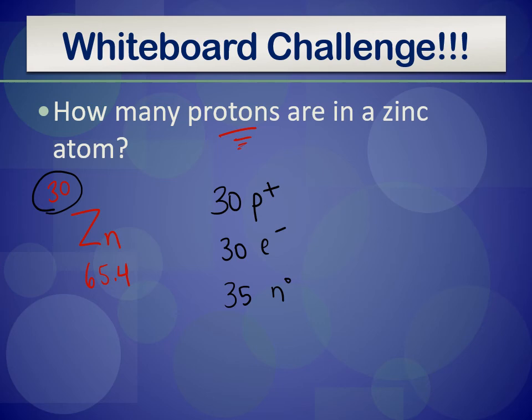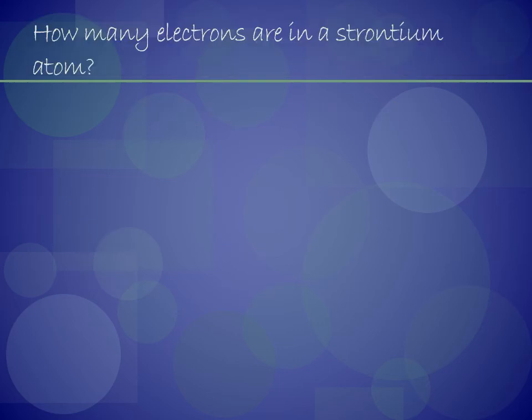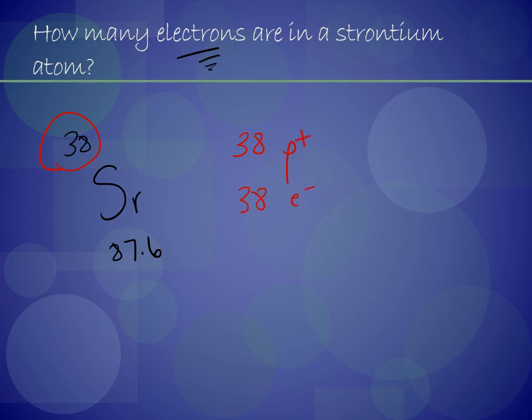Okay, let's try another example. How many electrons are in a strontium atom? So let's find strontium on the periodic table. It is atomic number 38. So strontium, that's its symbol. It has an atomic number of 38 and an atomic mass of 87.6. So how many electrons are in a strontium atom? Well, we are going to get that from the atomic number. So there are 38 protons, which means there are also 38 electrons.